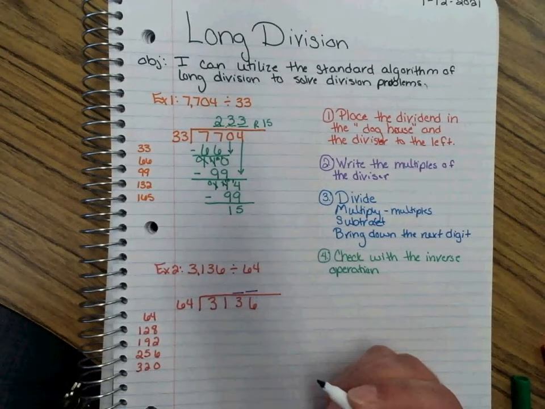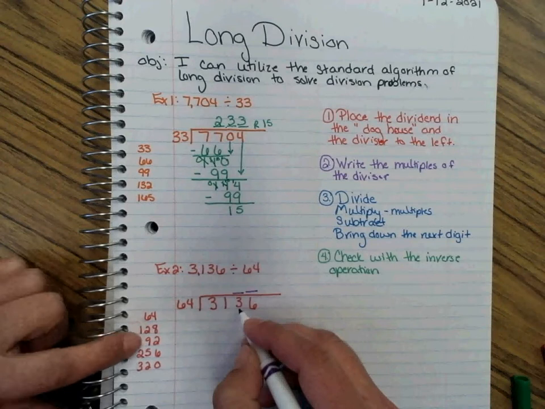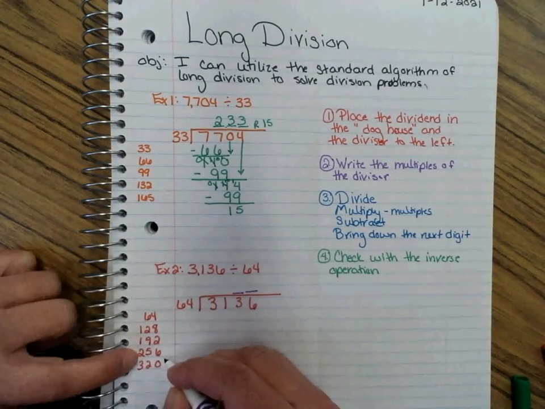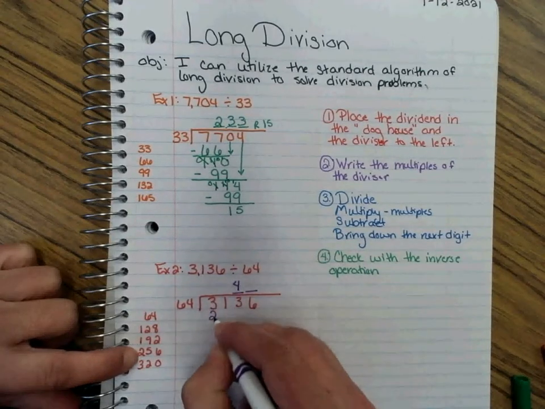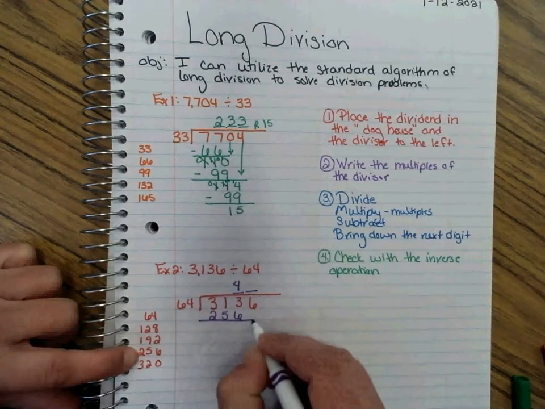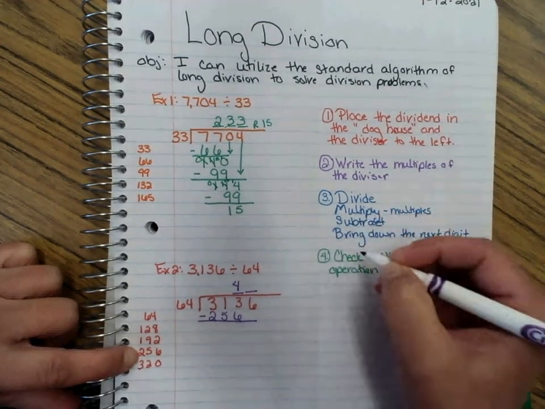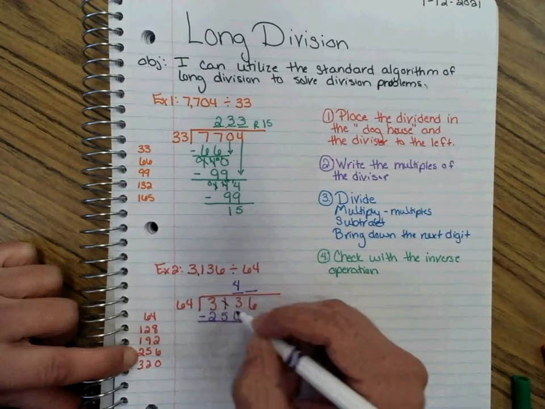So I'm going to have at least 2 digits in my quotient here. Okay? So I'm starting here, 64 into 313. How close can I get without going over? Right here, right? 1, 2, 3, 4. 64 times 4 we wrote down was 256. Going to subtract. Okay, divide, multiply, subtract, bring down.